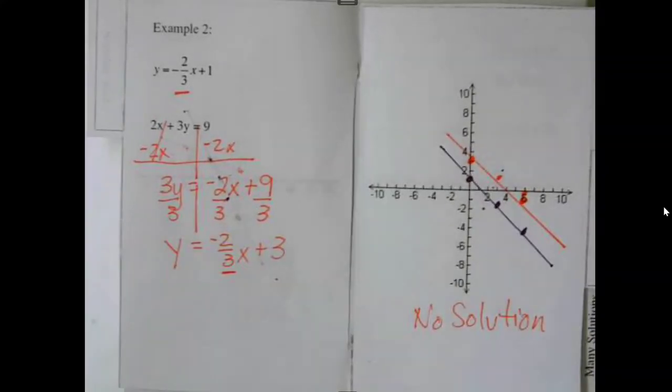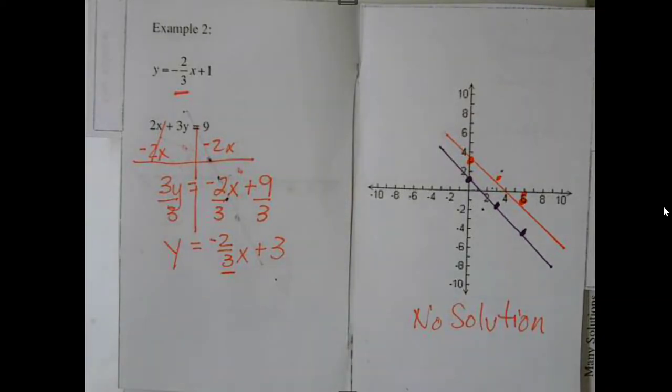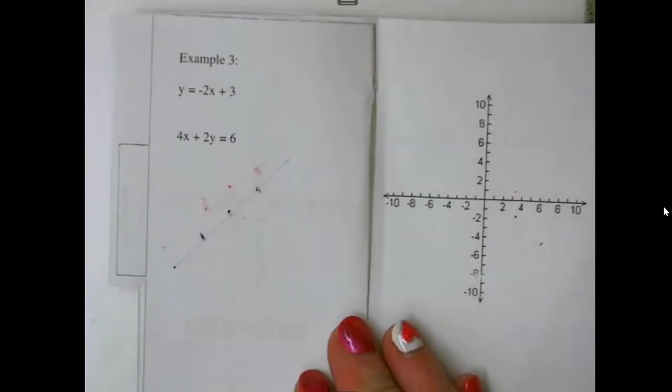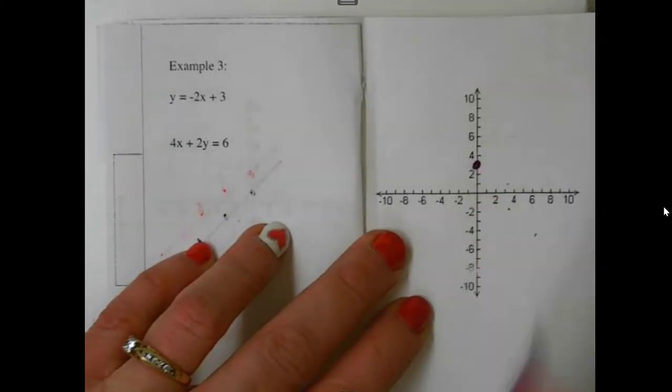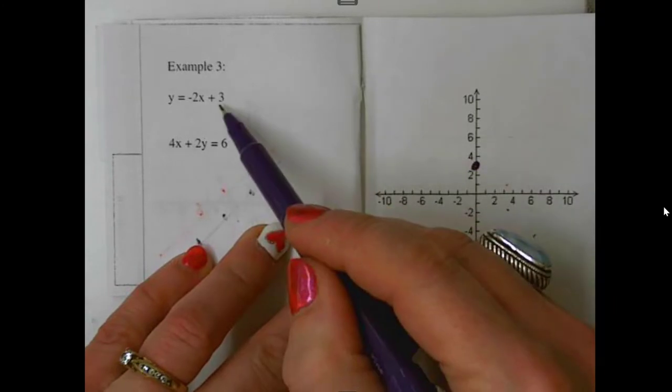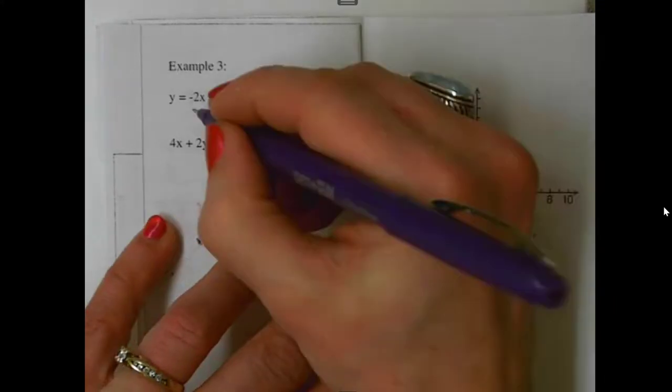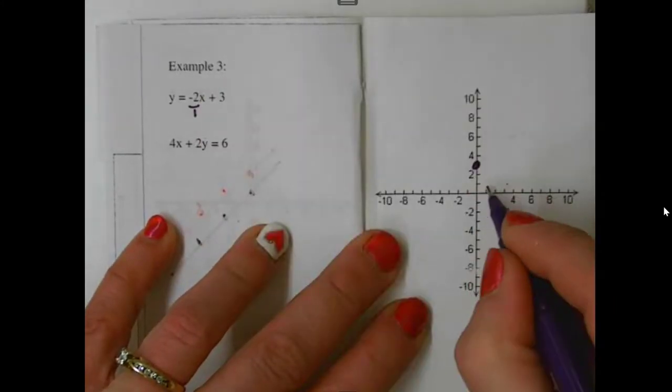In a two-dimensional world, parallel lines will never crisscross each other, and so we have no solution. All right, last situation. All right, the first one is in slope-intercept. It's ready to graph. So I'm going to plot the 3, that's your y-intercept. I'm going to go down 2 over 1.